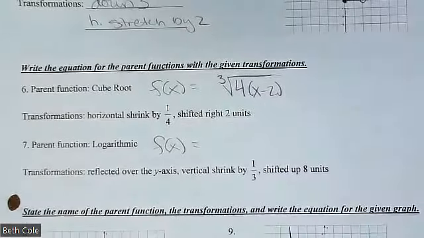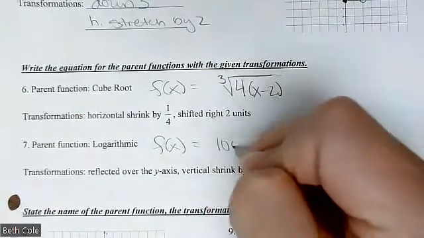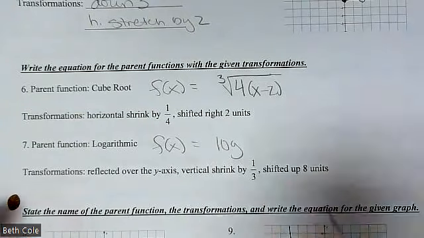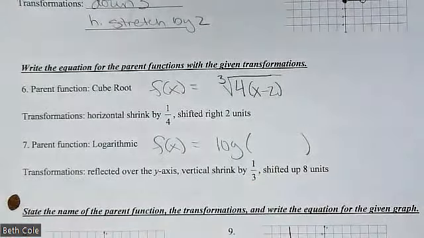All right, f of x equals logarithmic. So you're just going to write the word log. And I'm going to draw some blank parentheses just because stuff's going to have to go inside of it. All right, so let's see, reflected over y. Where does the negative go to reflect over y? I know it's one or the other.